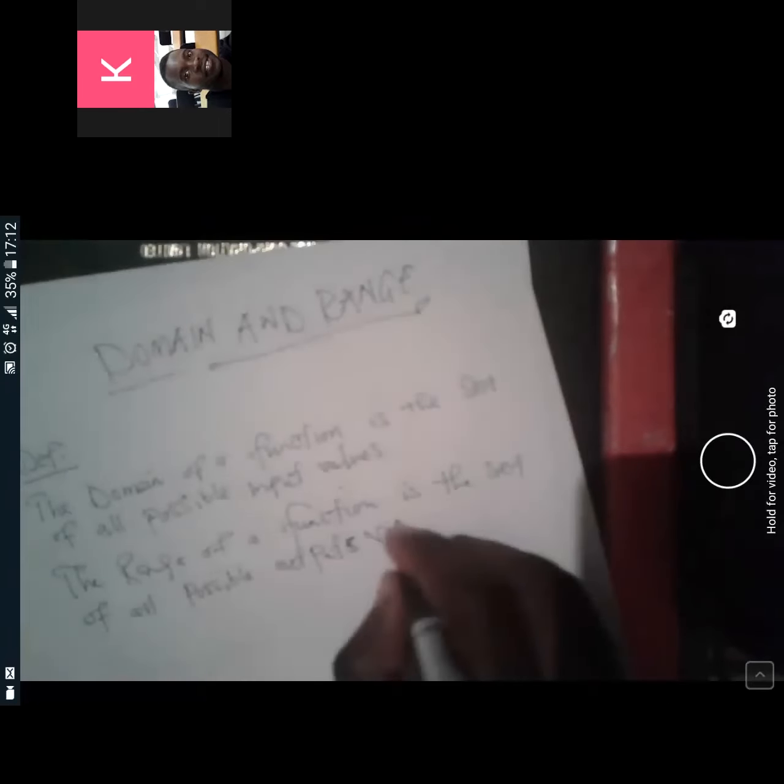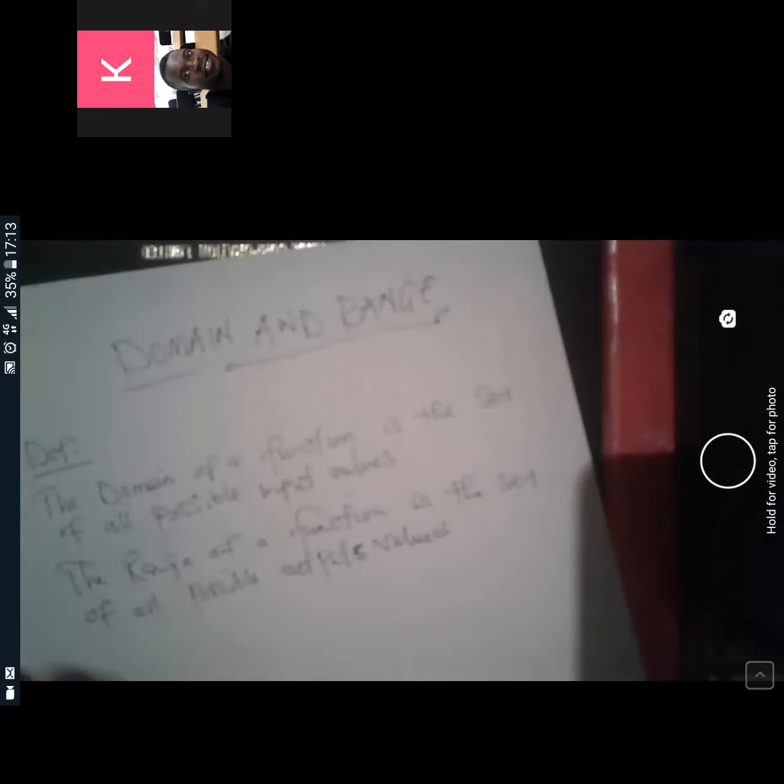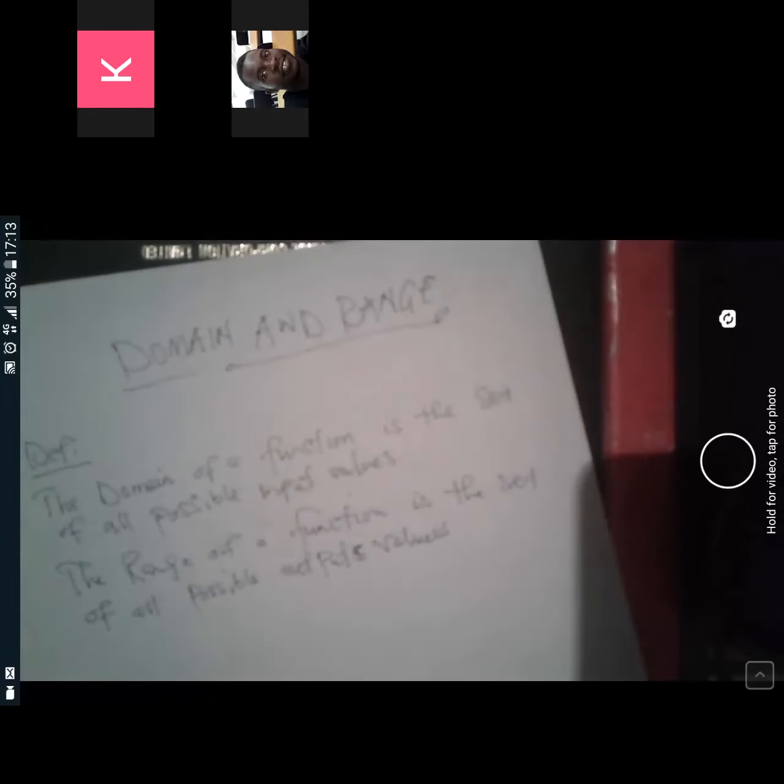So it's the output. The values that you obtain after solving for a certain value in the domain is what you call the range. So the domain is a set of values, and the range is also a set of values. So let's look at an example just for us to understand what we are talking about here. We have three examples here.